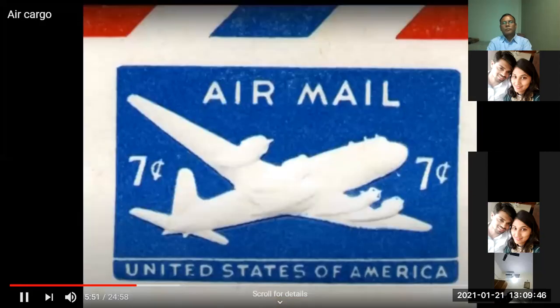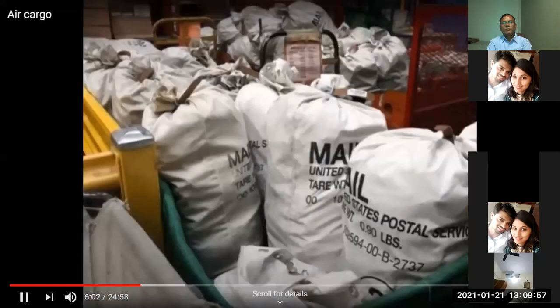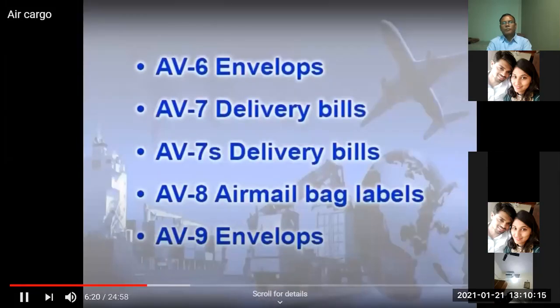Mail bags are surrendered to the air mail sorting office. From there, it is brought to the airport terminal. The entire mail is passed through X-ray for security. The number of mail bags, the weight, and the number of covers will be mentioned in the mail weigh bill. The following airmail documents specified by the Universal Postal Union Conventions are used for transportation and accounting of airmail. They are AV6 envelopes, AV7 delivery bills, AV7S delivery bills, AV8 airmail bag labels, AV9 envelopes.